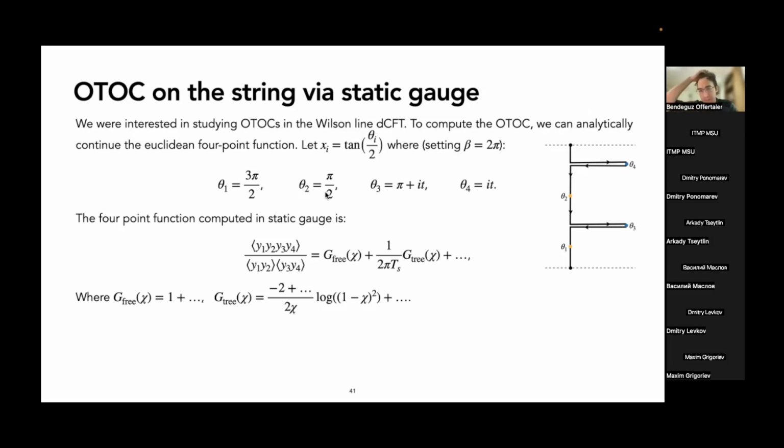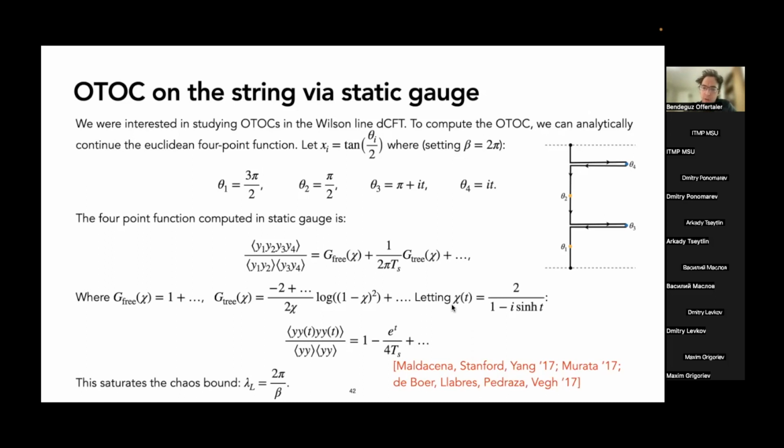So let's take this configuration for the 4 operators on the Euclidean circle. This corresponds to this conformally invariant cross ratio as a function of the Lorentzian time t. And doing the analytic continuation, the logarithm just picks up non-zero monodromy, and this 1/chi gives us an exponentially growing piece. So the correlator takes this form, and in particular, if we're setting beta to be 2π, which means that we're starting with a unit radius circular contour, then this saturates the chaos bound, which was also observed by these authors using slightly different arguments that we will get to in a bit.